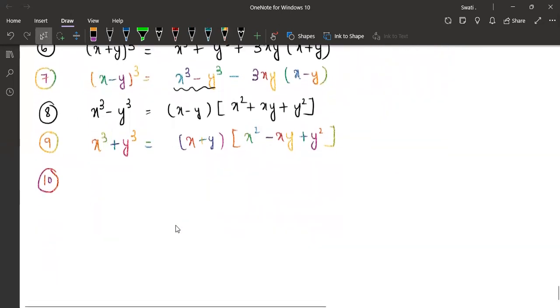Now, let's move to the second last formula, which is the 10th formula and a very famous formula again, I must say. I'll just tell you a generalized form as well, that is very important to know.